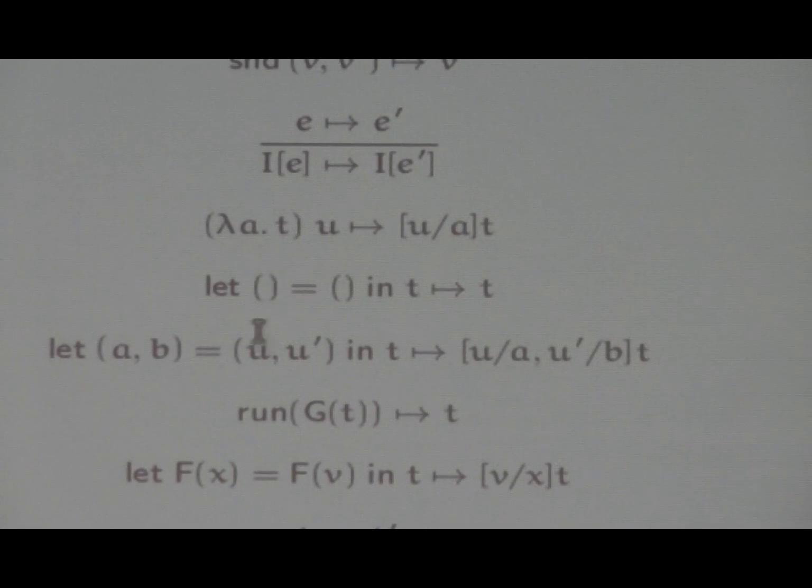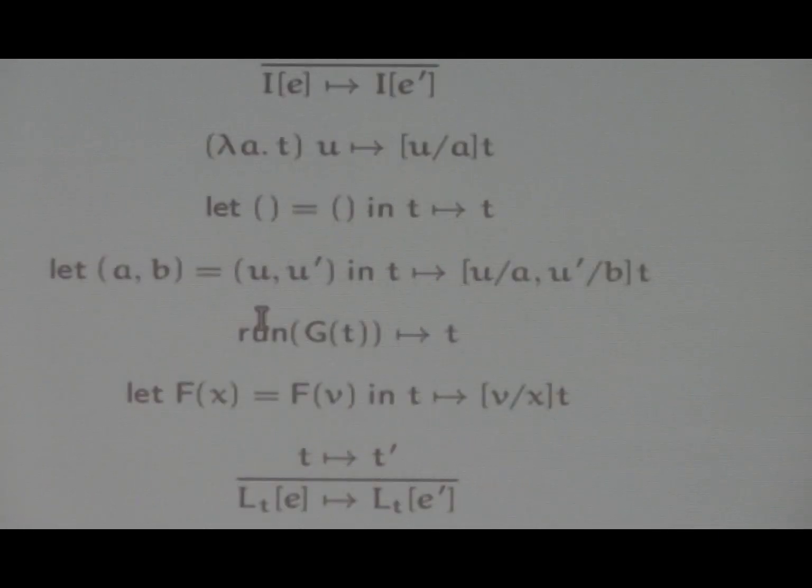And then these pattern matching eliminations work more or less exactly like ML or Haskell pattern matching. So when we see let unit equals unit, then we can just drop it because no variables are bound. So let unit equals unit in t will step to t. And if we have a pair, if we say let a b equals u comma u prime, then we'll step to t, but we'll substitute u for a and u prime for b. So it's like we're deconstructing the pair and substituting the two components.